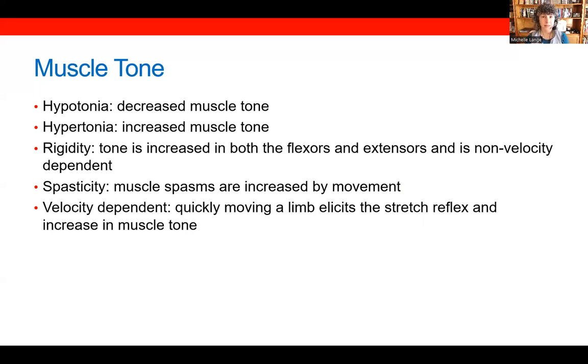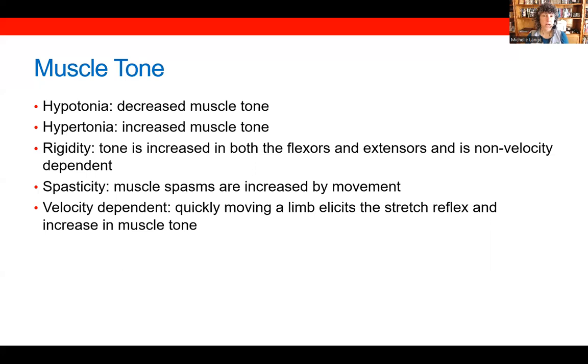Spasticity is often used interchangeably with hypertonia, but it actually means muscle spasms, which are increased by movement, which is different than a general overall tone in the muscle.